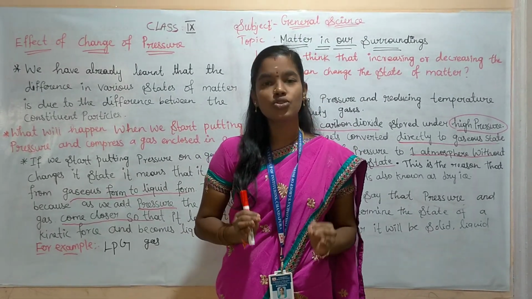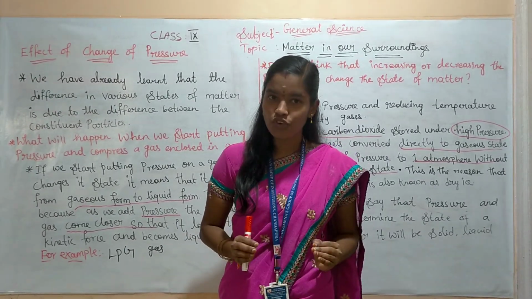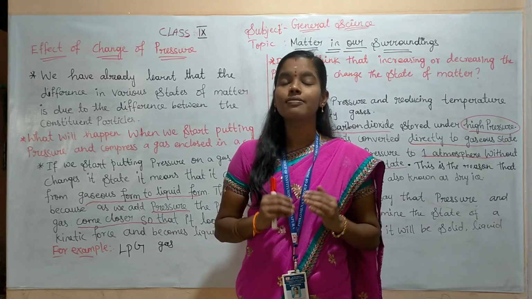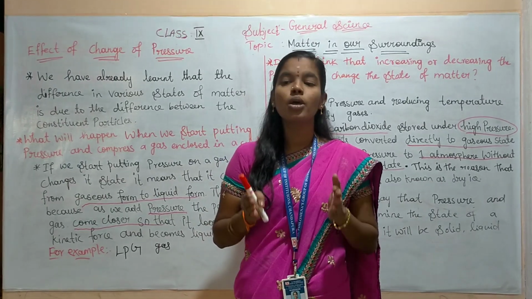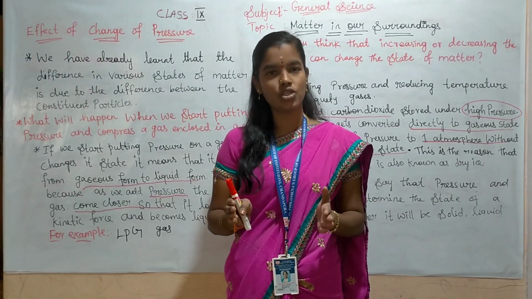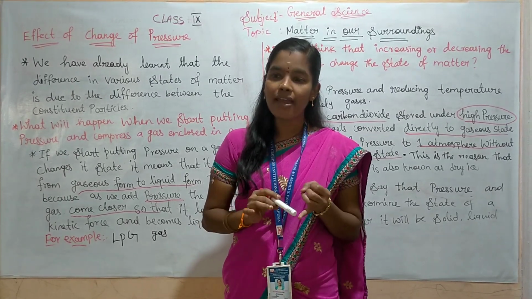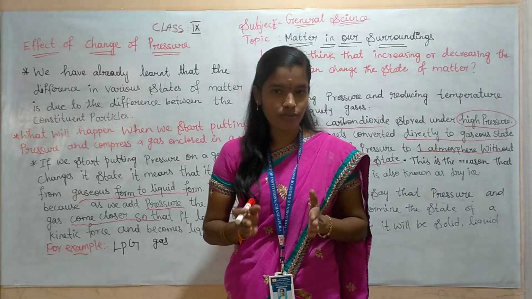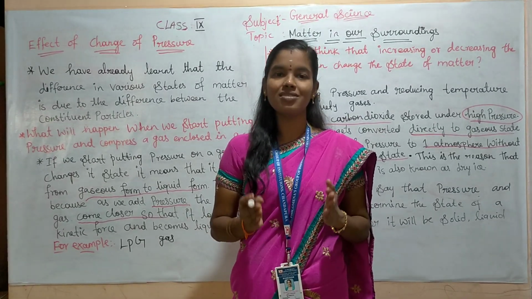A mixture of salt and sugar is known as a heterogeneous mixture. Why are we calling a mixture of salt and sugar a heterogeneous mixture? Because it is a mixture in which the components do not mix with each other, and the distribution of components in different parts of the mixture is not uniform. So because of these two reasons, we are calling a mixture of salt and sugar a heterogeneous mixture.